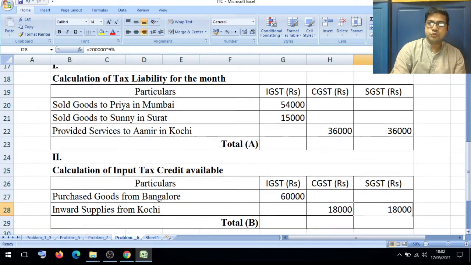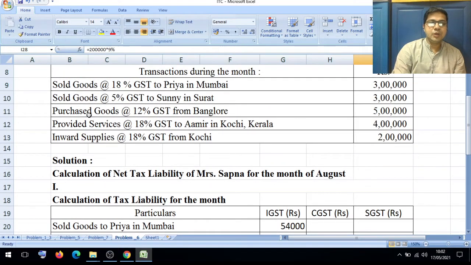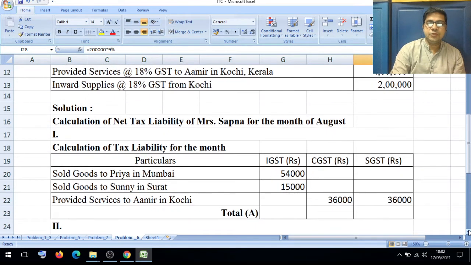So I hope you understood how we will write. Some transactions belong to sale, some transactions belong to purchase, some services belong to sale, some services belong to purchase. One thing you should keep in mind: whenever there is supply from one state to another state, IGST is applicable. Whenever there is supply of goods within the state, CGST and SGST are applicable, in equal proportion.